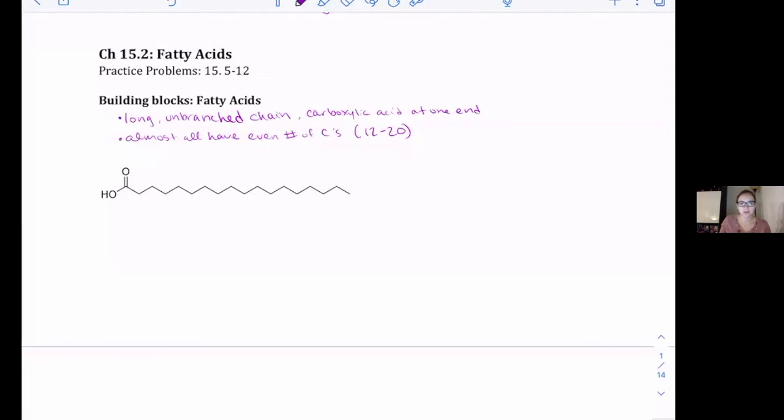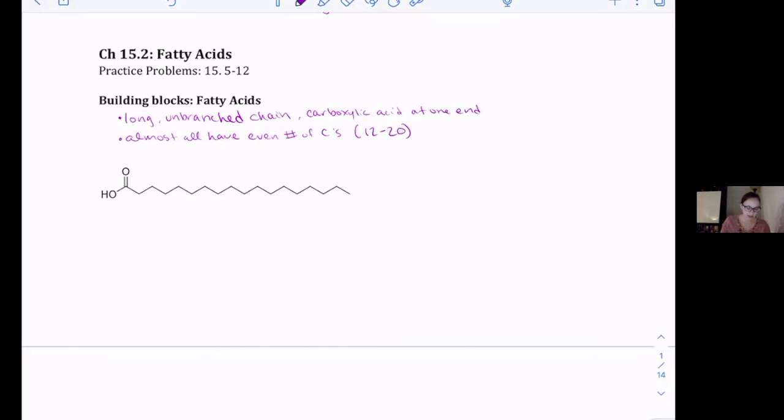Okay, so section 2 of this chapter about lipids talks about fatty acids, which are really our building blocks for a large majority of our lipids that are naturally seen. Fatty acids are long unbranched chains that have a carboxylic acid at one end. So this is what they look like. They almost always have an even number of carbons, typically between 12 and 20, which is the most common or most natural number of carbons in these fatty acid chains that you'll see.